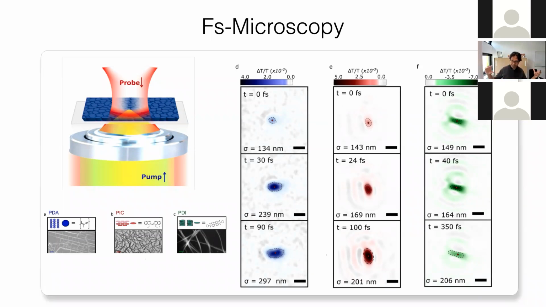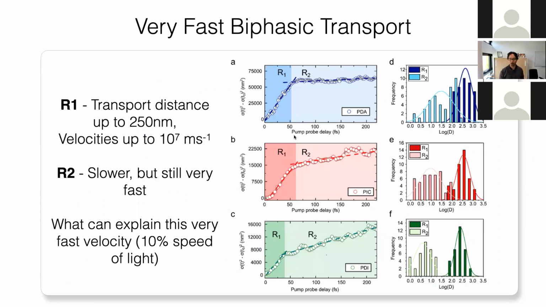But now we're getting very, very rapid motion in these systems. If you plot this as a function of the change in the shape, you can think about it as the mean square displacement. In all these materials, you see two regimes. You see this R1 regime and R2 regime. And we focus on the R1 regime today.